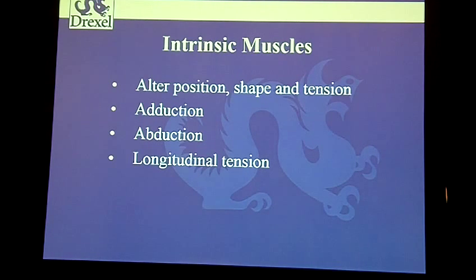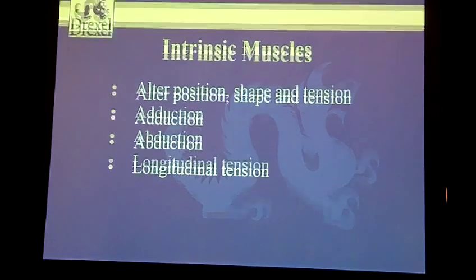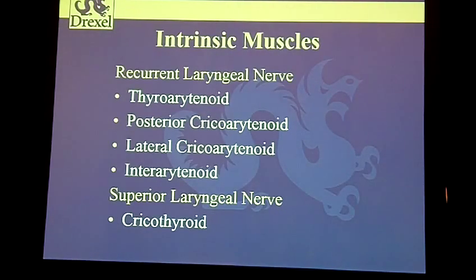The intrinsic muscles are responsible for adduction, that means bringing together, abduction, pulling apart, and longitudinal tension. They are able to function because they receive signals from the brain, even in tenors, through nerves. And if you can remember one nerve and one muscle, you will do fine on your multiple choice test.